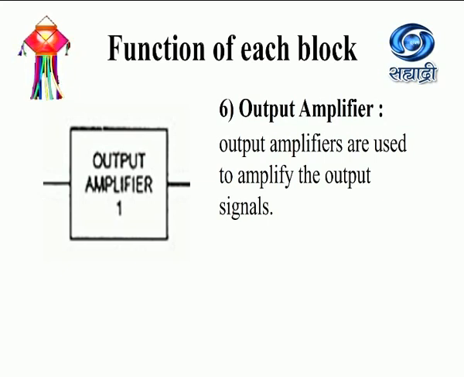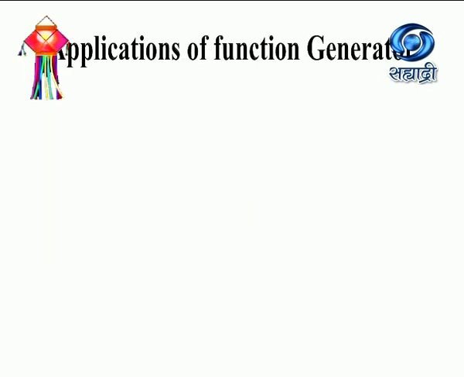That's why these amplifiers are used to amplify the output signal, and it will set the gain of the output. That's why two output amplifiers are used for square waveform and sinusoidal waveform. So, applications of function generator. There are various applications of this instrument.